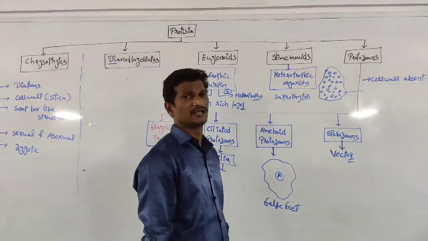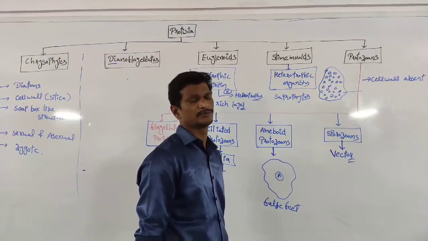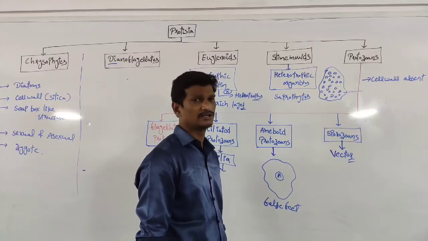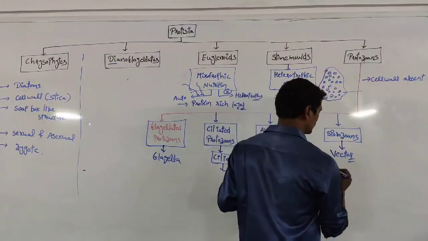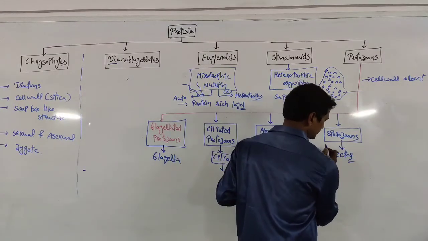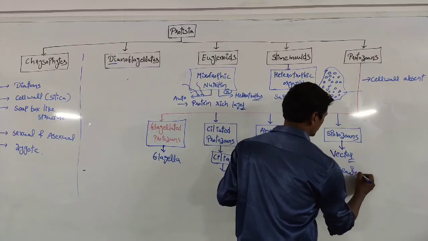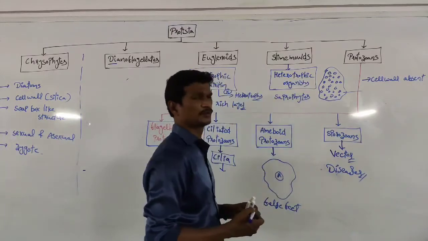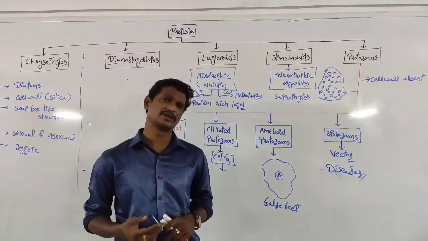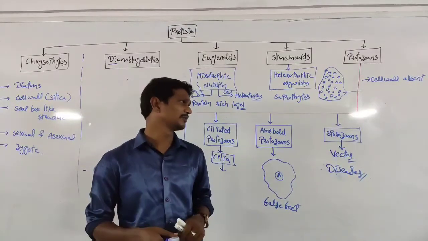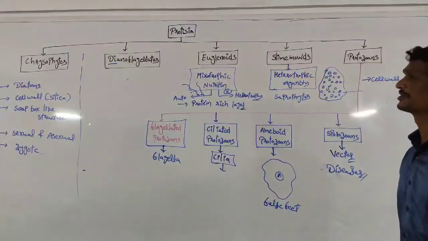These show a negative effect, that is, a notorious effect on human beings, because they cause different types of diseases. That's the reason why the sporozoans show a negative effect or notorious effect on human beings. That is about different types of protista organisms.